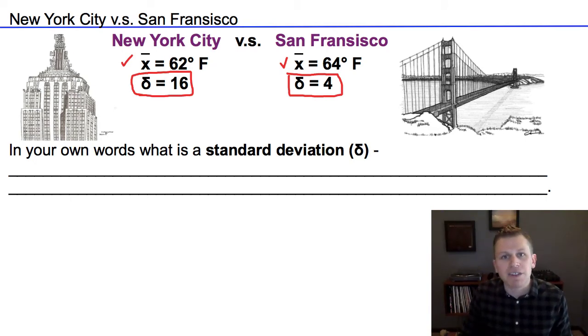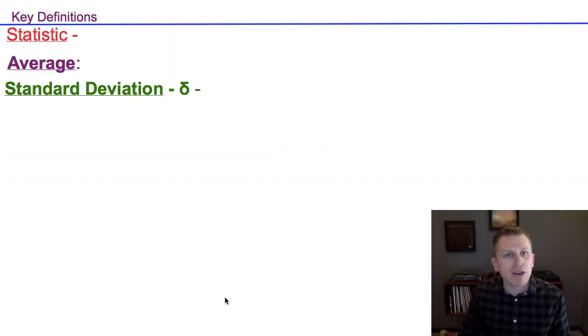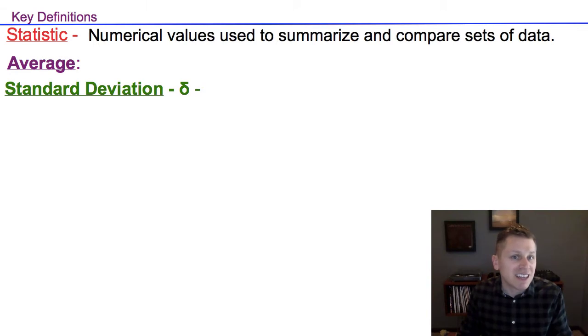Let's copy down some of these definitions. We're going to be looking at data sets and statistics in this unit. A data set is a group of numbers, and a statistic is a numerical value that we can use to summarize and compare sets of data. We've already looked at two different statistics. We looked at average and standard deviation. Those are statistics. They summarize different sets of data so we can talk about them and compare them. When I wanted to move to San Francisco, it was important for me to look at different statistics to make sure that I was making the right decision.